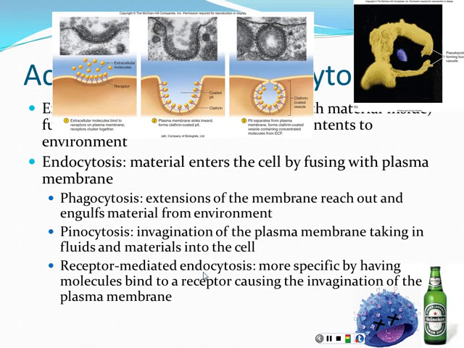Receptor-mediated endocytosis is very similar to pinocytosis, except that it's even more specific in what it engulfs. Pinocytosis engulfs whatever is in that particular area. For receptor-mediated endocytosis, specific molecules first need to bind to receptors on that membrane. Once that molecule binds, that causes the invagination to occur, and then we form the vesicle, which brings the substance from the outside into the cell. All this requires what? ATP, yes.